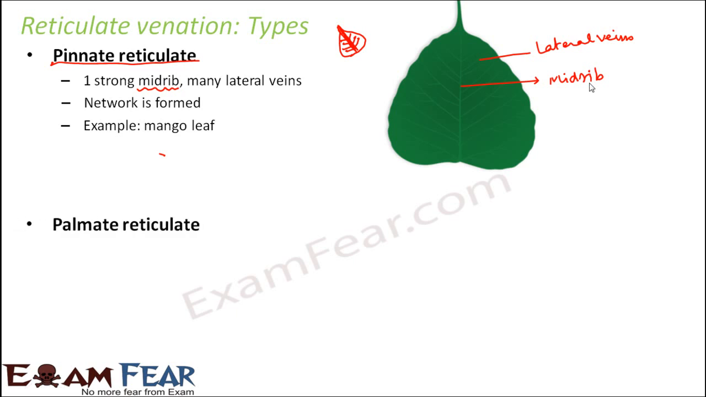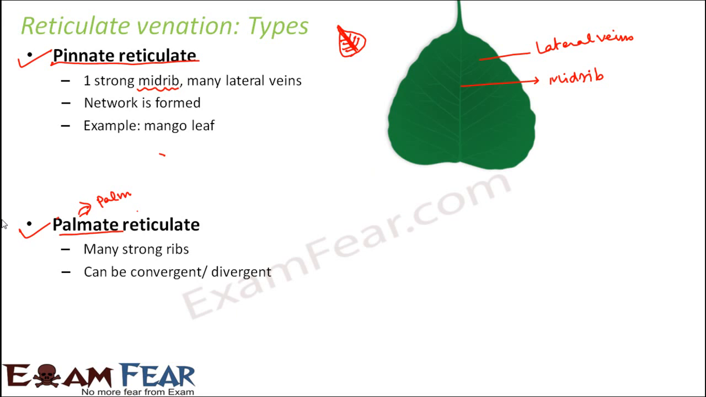The next one is palmate reticulate. First was pinnate reticulate, the next is palmate reticulate. The name palmate is derived from the word palm. If you look at your palm, you can see the resemblance. So in palmate reticulate, there are many strong ribs. There is no concept of one single midrib. Like here you had only one strong midrib, but in this case you will have many strong midribs, and this can again be of two types. It can be convergent or divergent. We will discuss them in detail just now.